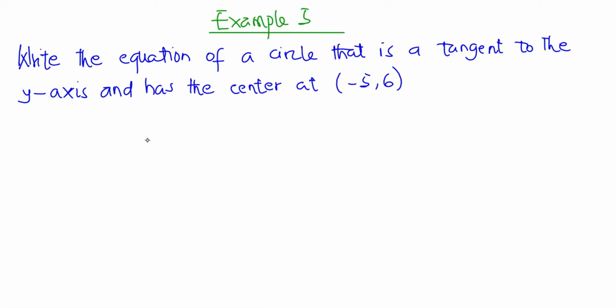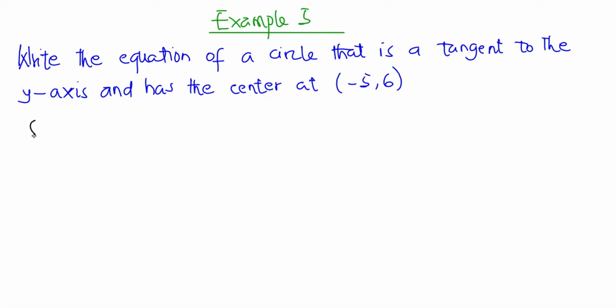Now that's example 5, and basically the same thing we did in example 4. So at this point, you can pause the video and try. Now it says to write the equation of a circle that is tangent to the y-axis and has center at -5, 6.